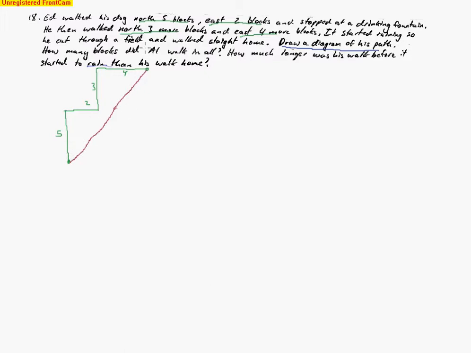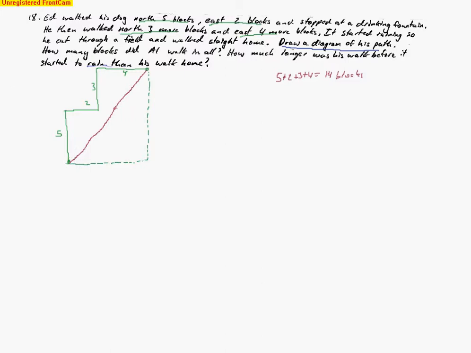So what they're asking for is, first of all, how many blocks did Al walk in all? So we know he walked the 5, the 2, the 3, and the 4. So those blocks, 5, 2, 3, and 4, would add up to equal 14 blocks. But we also have this other distance here, which we need to find. So since it goes off at an angle and we don't know what it is, we're going to use Pythagorean's theorem. So let's go ahead and make a right triangle out of this.